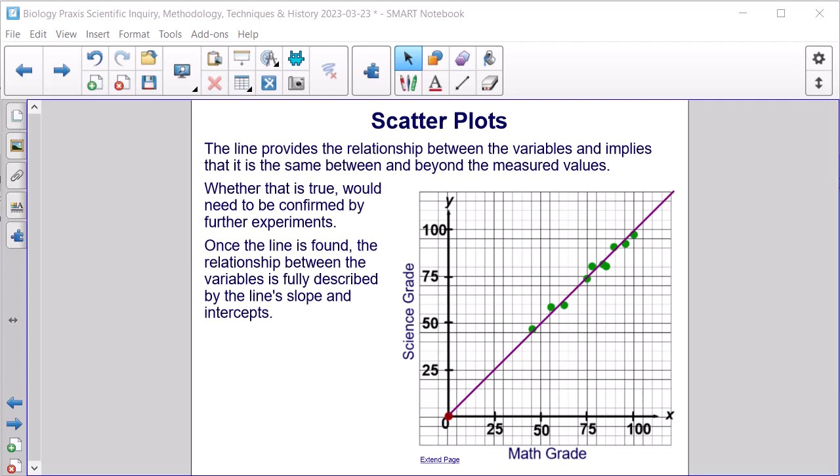So you can see here the science grade plotted on the y-axis and the math grade plotted on the x-axis by these green dots. Whether that is true would need to be confirmed by further experiments. Once the line is found, the relationship between the variables is fully described by the line's slope and intercepts.